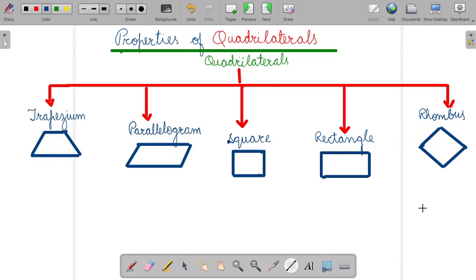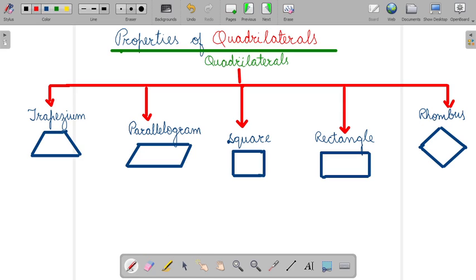Hello everyone. Today we will talk about the properties of quadrilaterals. So, different types of quadrilaterals here: one is trapezium, another parallelogram, then square, rectangle and rhombus. Today we will be talking about all these quadrilateral properties.